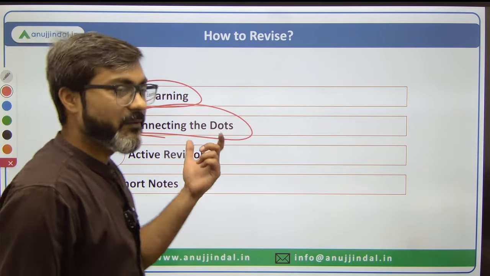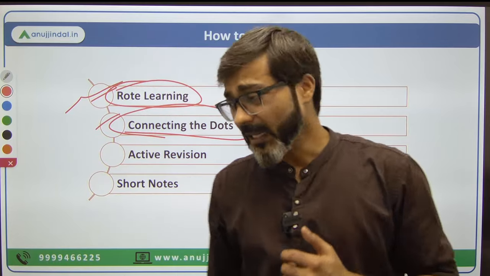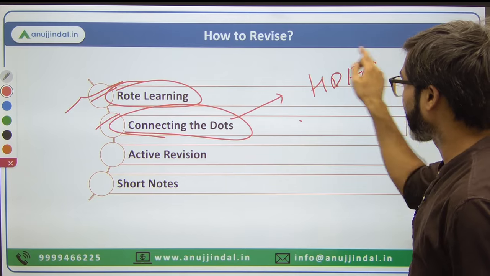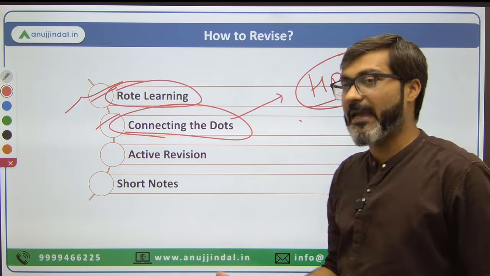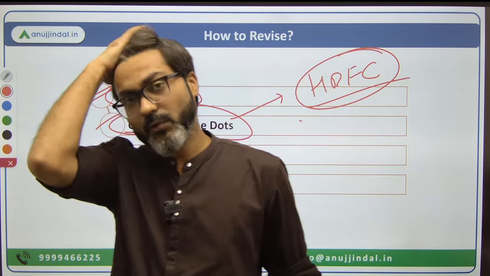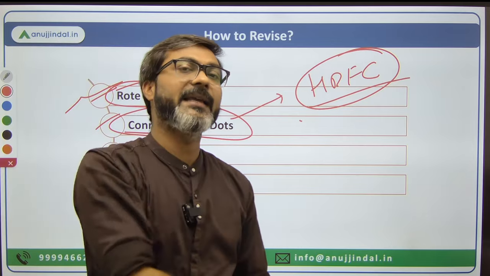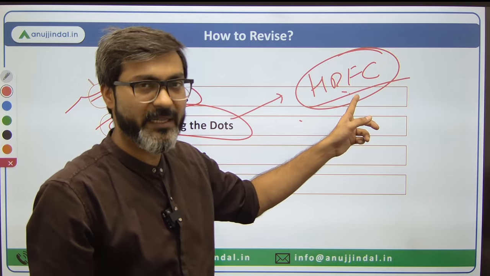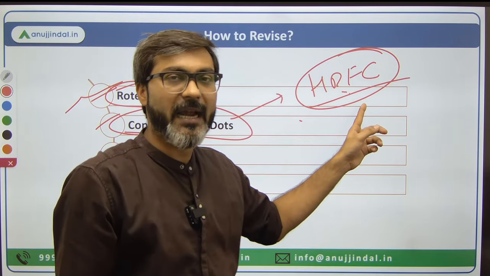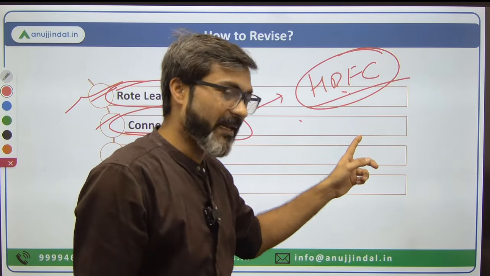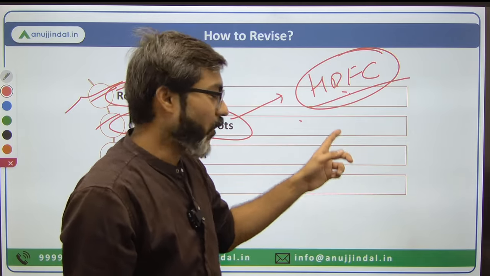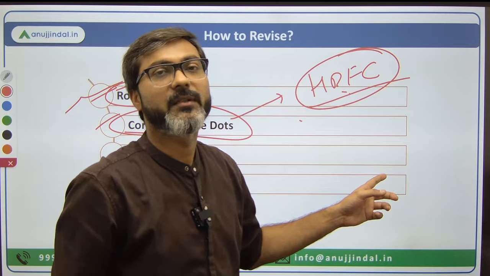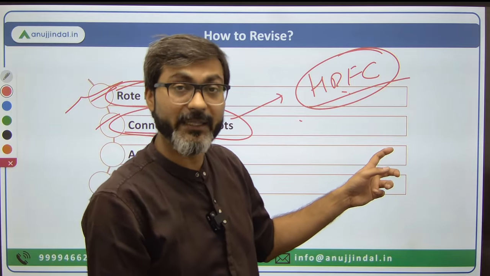This is something which can help you a lot. Connecting the dots matlab, let's say you have heard the name of HDFC Bank. Theek hai? Let's say HDFC Bank is in news. Then you have to recall all the things about HDFC. For example, who is the MD and CEO of HDFC Bank? What is the name of the chatbot of HDFC Bank? Where are the headquarters of HDFC Bank? What all initiatives have been launched by HDFC in the last 6 months? Right? This is how you need to connect the dots.